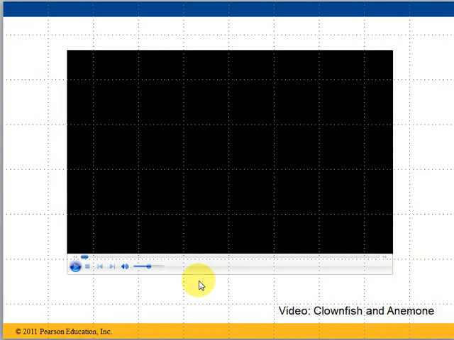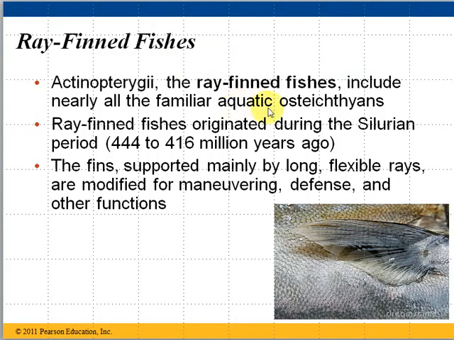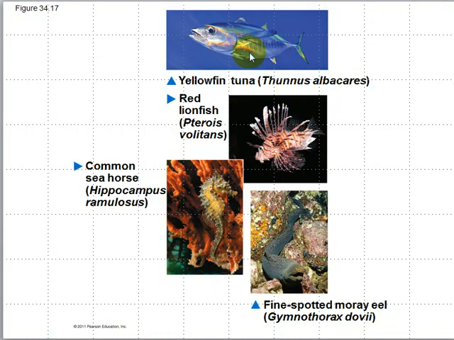So then we have all these varieties of fishes, and again with all these varieties of different fins, these are all ray-finned fish, so that would include everything from a seahorse to an eel. Here's a lionfish, here's a yellowfin tuna, which is the kind of tuna that you might find in your tuna fish or your tuna steak at the restaurant. So all of these are ray-finned fishes.